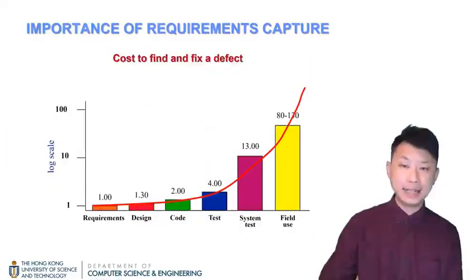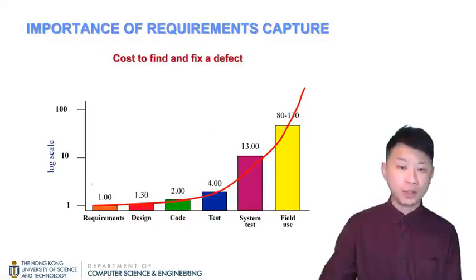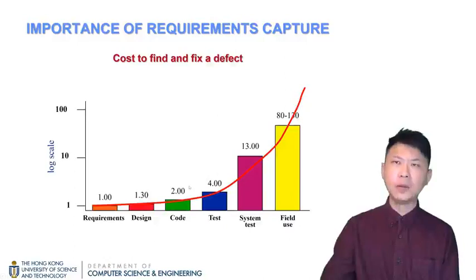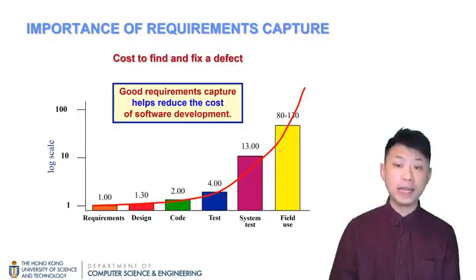And this is a little diagram showing the cost for fixing some defects at different stages of your project. And you can see that if you fix a defect early, it's going to be cheap. If you fix it late in your project, it's going to be very costly. And that's why we want to capture all the requirements correctly right at the beginning of the project, because we don't want to fix some defects that are related to requirements late in the project, which is going to be costly. And good requirements capture is going to help reduce the cost of software development.